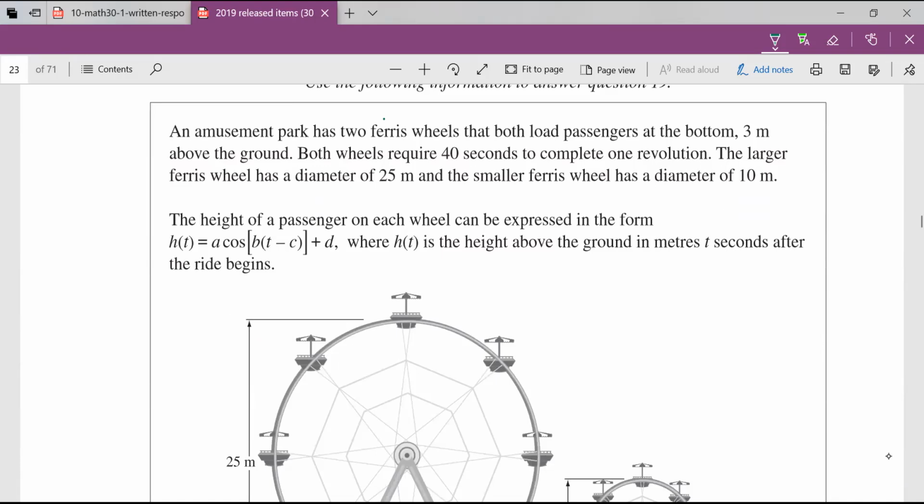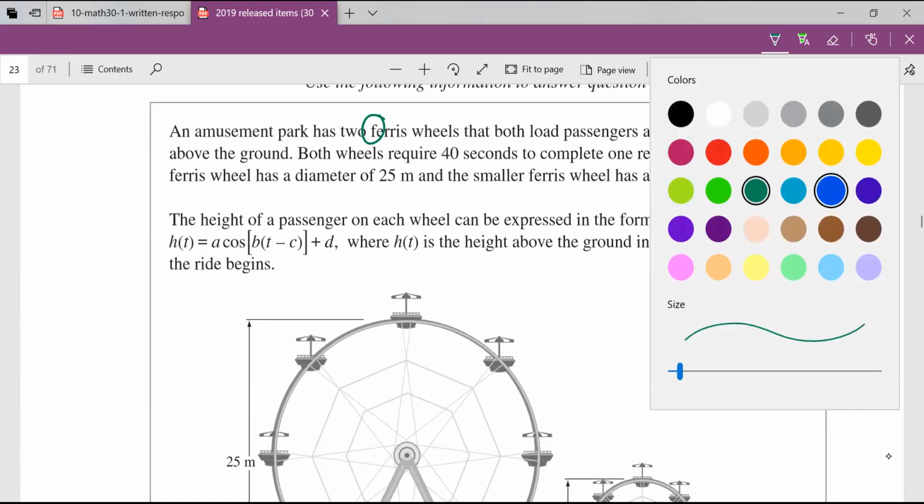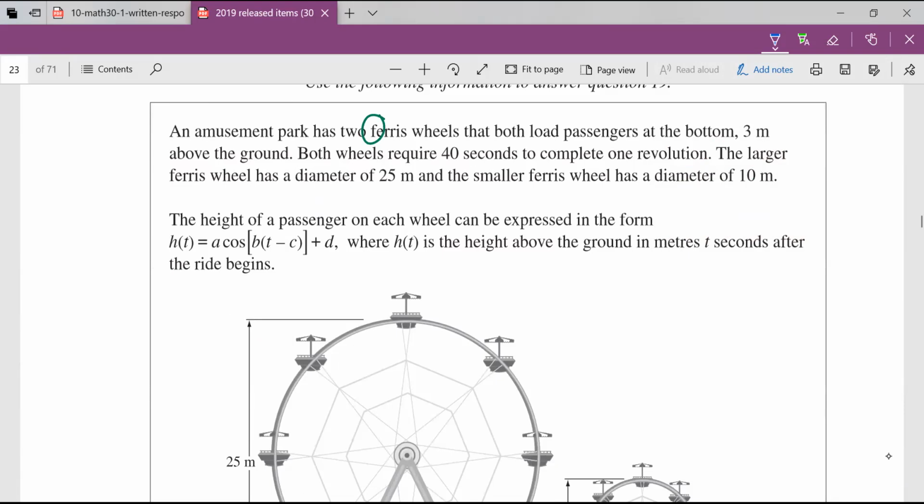Shouldn't Ferris be capitalized, capital F? Where's the English teacher? That both load passengers at the bottom, 3 meters above ground.